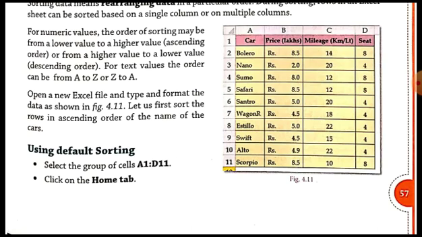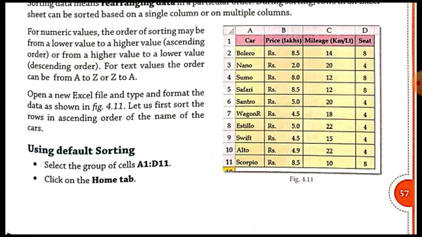First of all we have to open an Excel file and type and format the data as shown in this figure. Then let us first sort the rows in ascending order of the name of the car. Which single column are we choosing for applying the default sorting? We are choosing the first column, the car names, for sorting the data in ascending order. Column A has the car names, so we are going to apply default sorting to sort all the rows in this data on the basis of the car names only.